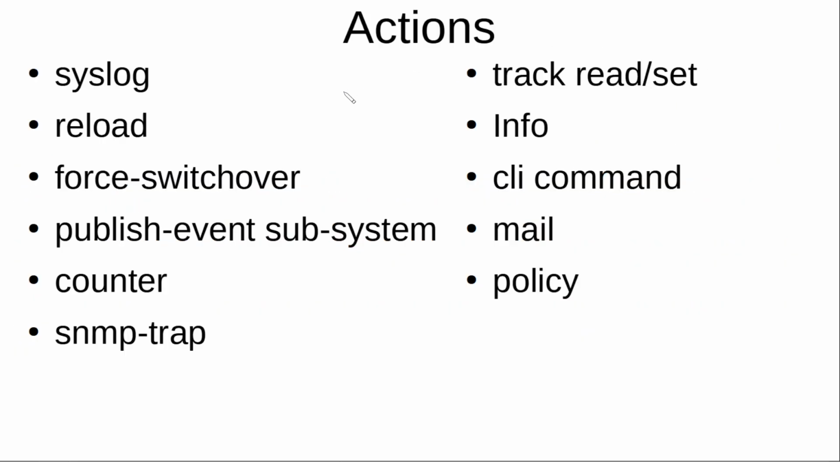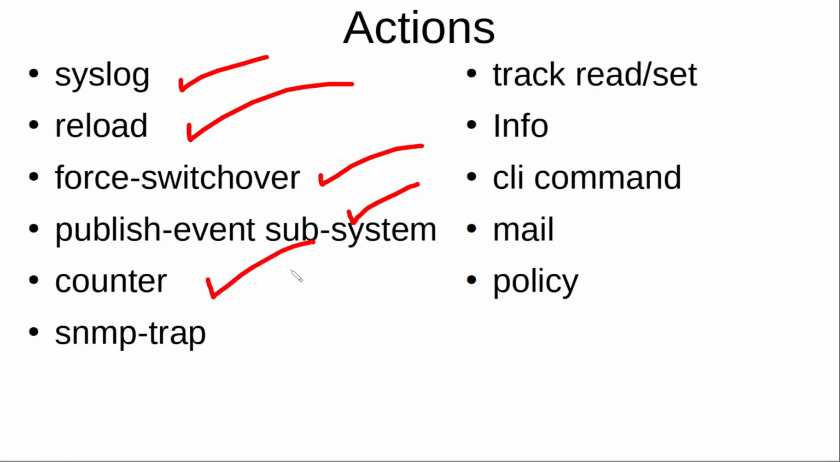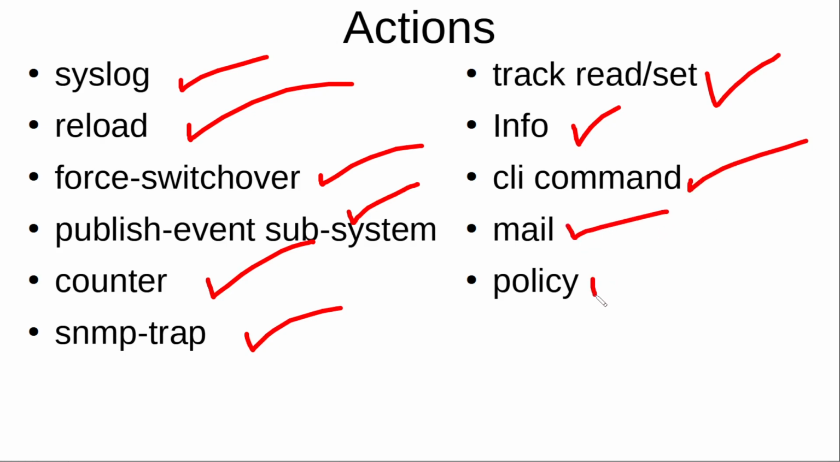So remember the actions that are available: sending a message to the syslog, reloading the IOS, forcing a switchover between routing processors, communicating with the subsystem in order to fire up another policy, changing counters, sending an SNMP trap, communicating with the tracking objects. This is related to SNMP. Executing CLI commands, sending an email, or executing another policy.